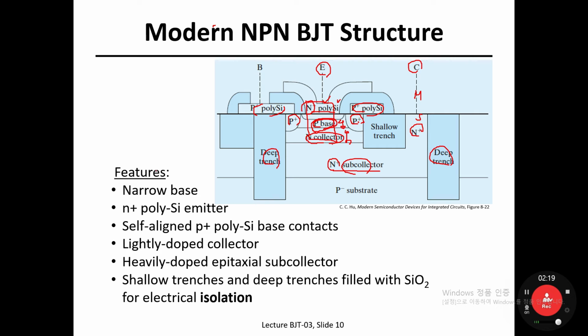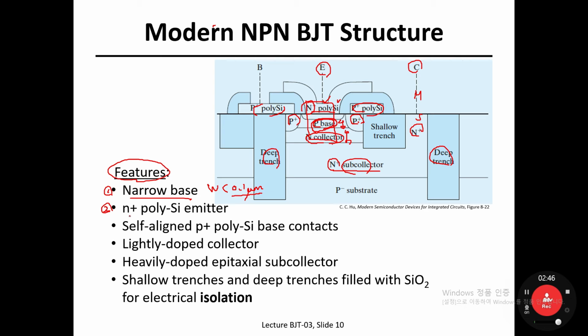Just for your information, I have listed a few key features found in the modern NPN BJT device structure. Number one is the narrow base. We have already learned why a narrow base is necessary, right? So here I'd like to give you the number. The quasi-neutral base width should be narrower than 100 nanometers, okay?